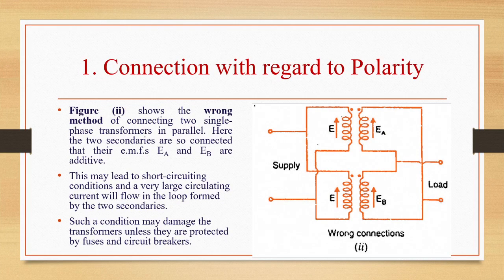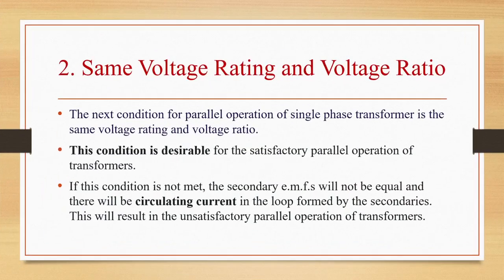So this may lead to short circuiting conditions and a very large circulating current will flow in the loop which is formed by the two secondaries. Such a condition can damage the transformers unless they are protected by fuses and circuit breakers. So connection should be proper with regard to the polarity. This is the first condition for the parallel operation of transformers.